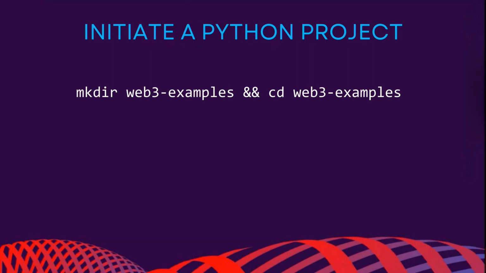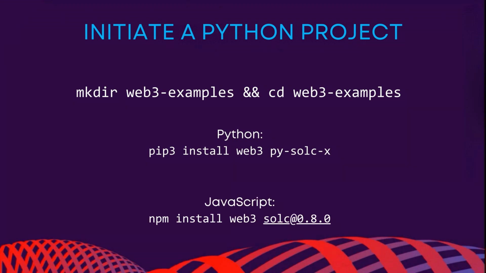After that, for the successful implementation, you'll need to actually install the Web3 library and the Solidity compiler. To obtain both packages, you could execute this command here using pip3 for Python and using npm for JavaScript. Of course, this version here depends on the version of Solidity that you're going to use in your smart contract. So make sure that you're using the right version.